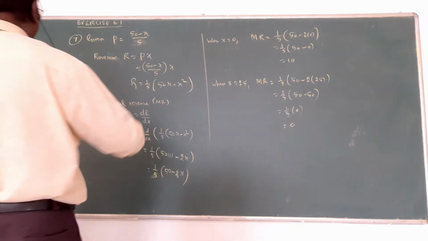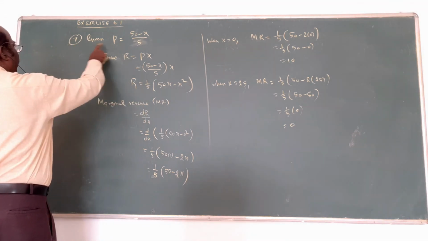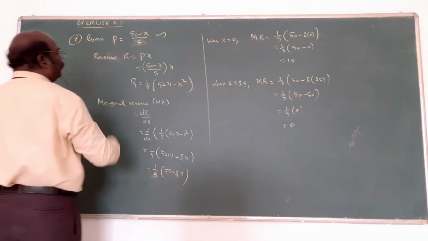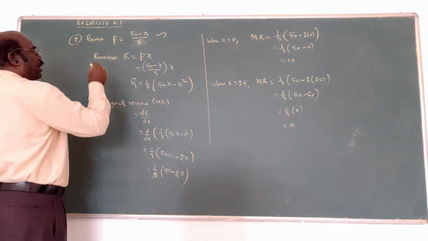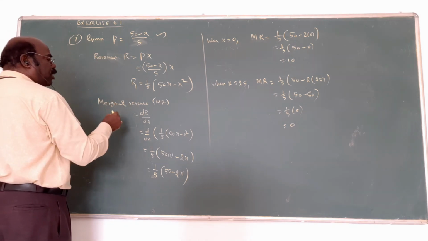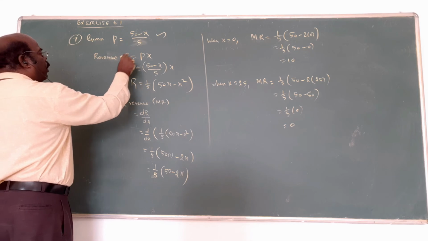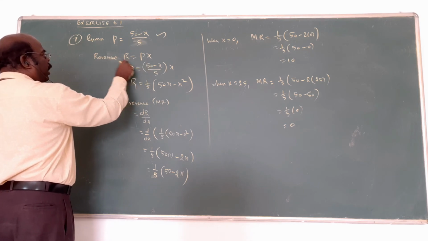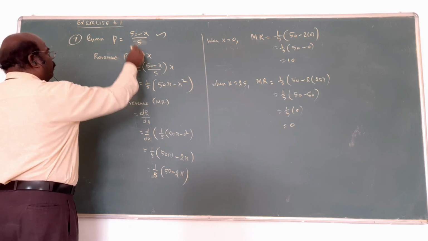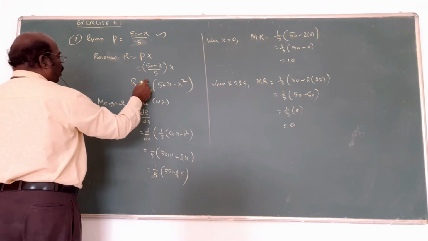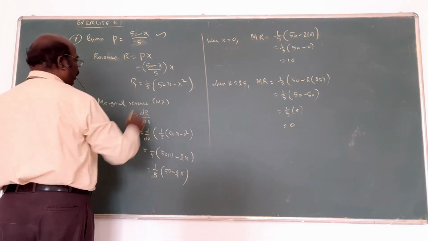But in the seventh question, the price p is given. This is called demand. Now the question is first asking me to find revenue. Revenue, R equal to p times x, is the formula. Revenue equals P into X. P is given, multiplied by x. Taking 1 by 5 common, it becomes 50x minus x square.